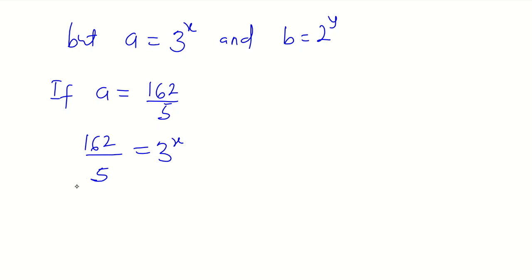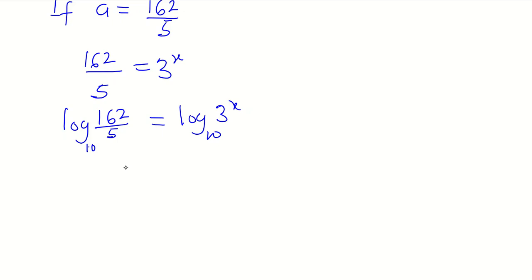Now that's the common logarithm. So we have logarithm of 162 out of 5 to the base 10. That's the common logarithm. And then we apply the same logarithm of the base 10 to this. Now if that continues, then we find the value of x by sending the exponent to become a coefficient at the logarithm of the left hand side, the right hand side of the equation, which means we have logarithm of 162 out of 5 to the base 10 now be equal to x logarithm of 3 to the base 10.